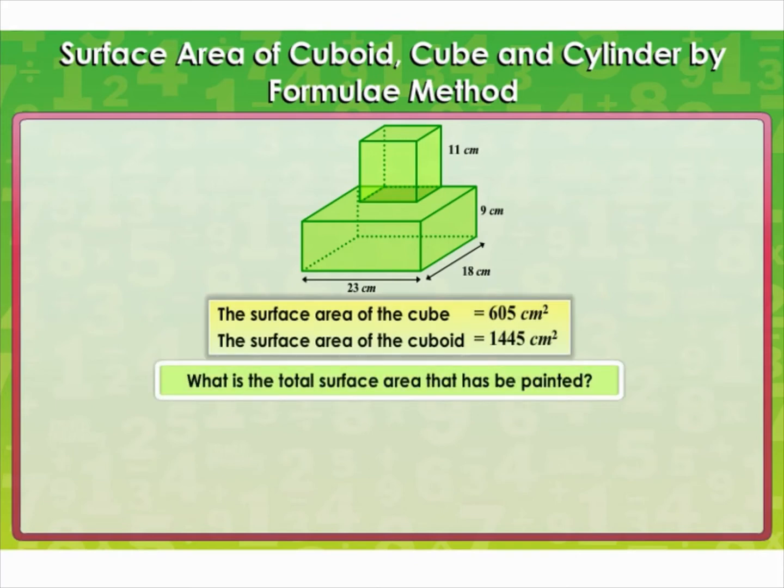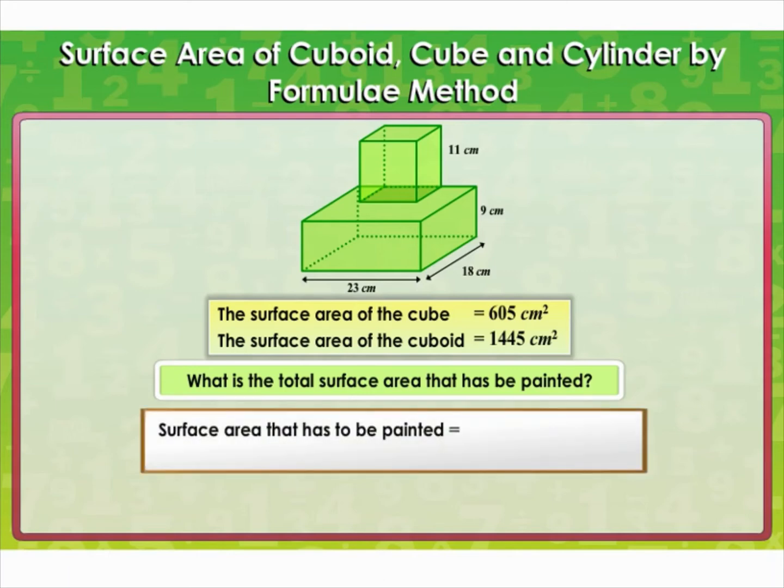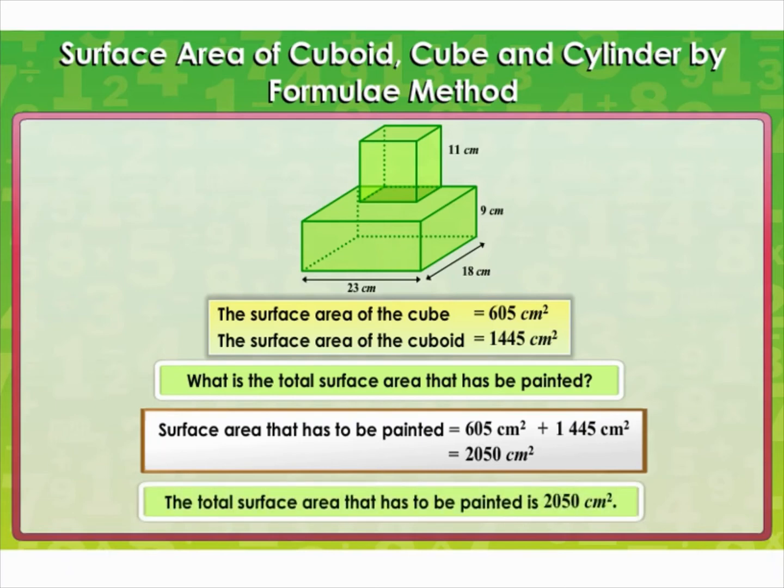Now, what is the total surface area that has to be painted? Good. We add the surface area of the cube with the surface area of the cuboid. The total surface area that has to be painted is 2050 square centimeters.